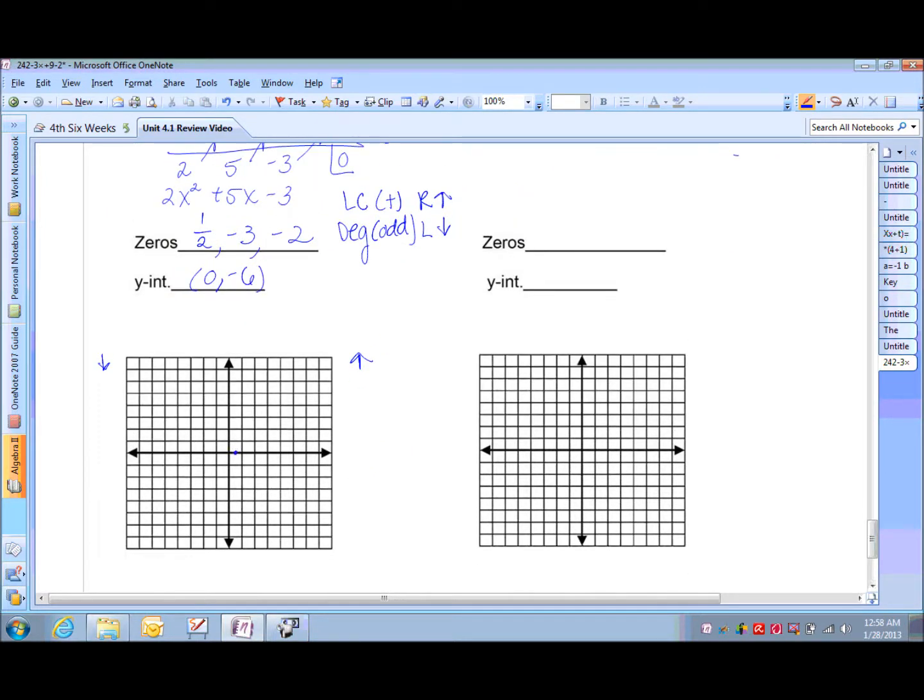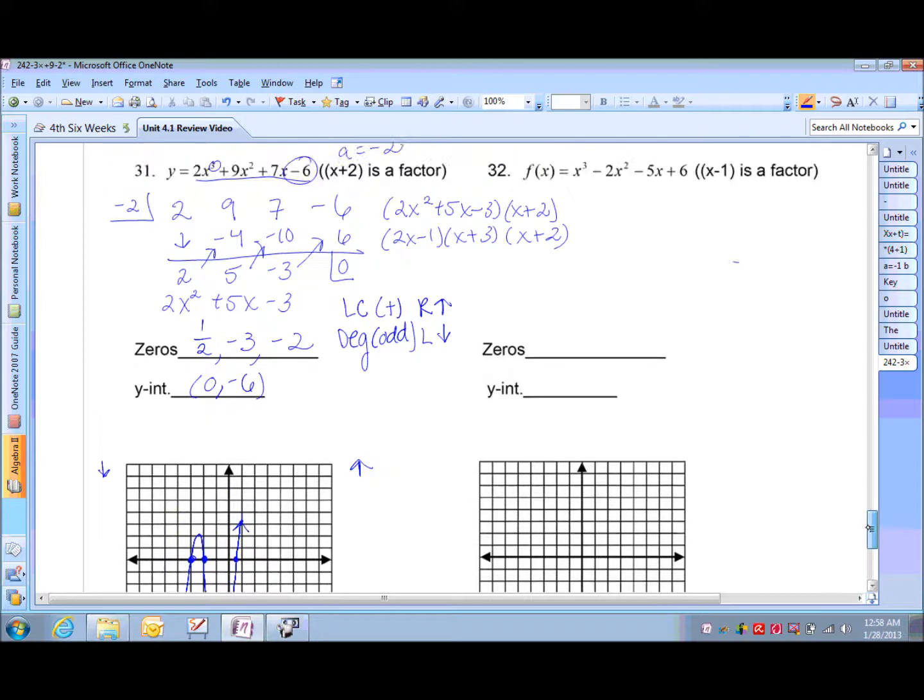So we've got our zeros at 1/2, -3, and -2. And our y-intercept at 0, -6. And then we go ahead and rise to the right, pass through our y-intercept, make our mountains between each set of zeros, and that should be a good sketch of what your graph needs to look like.